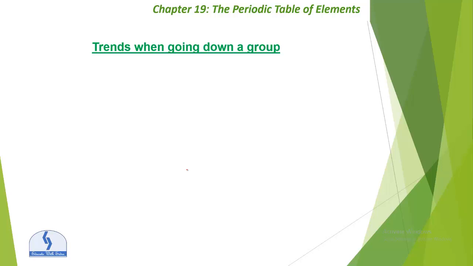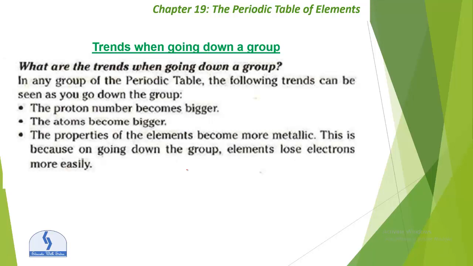Now, trends when going down a group. What are the trends when going down a group? In any group of the periodic table, the following trends can be seen. As you go down a group, the proton number becomes bigger and the atom becomes bigger. As I already told you, the size of the atom increases. The properties of the element become more metallic. This is because on going down the group, elements lose electrons more easily, right?